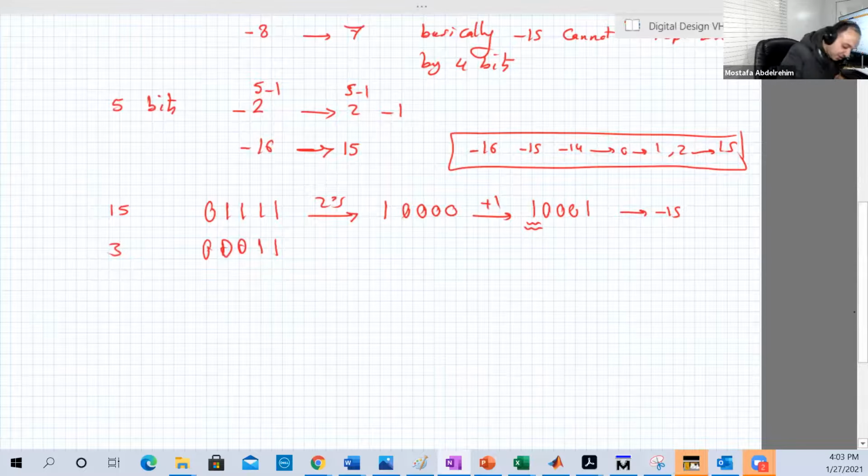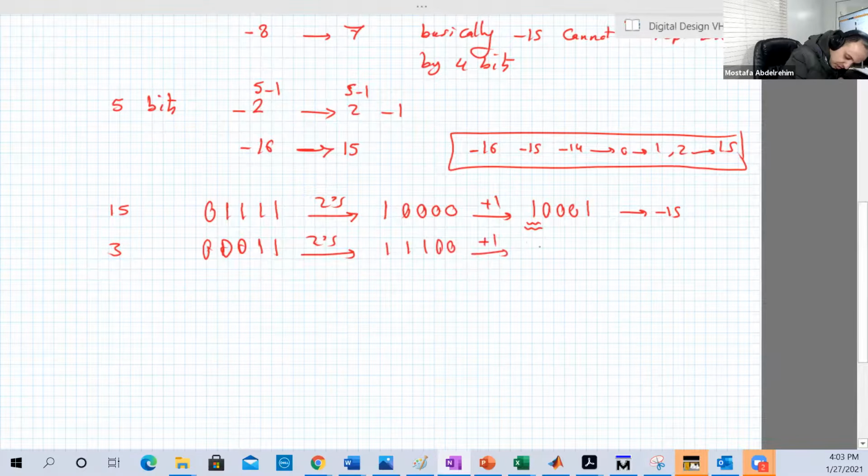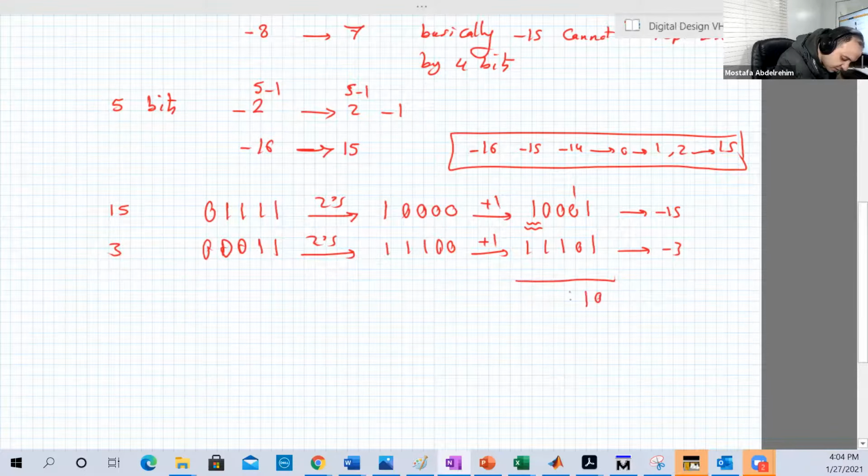Good. How about 3? Let's take the 2's complement. So this will be 1, 1, 1, 0, 0. We add 1. So 1, 1, 1, 0, 1. This is minus 3. Now let's do the addition. 1 plus 1 is 0, and we have a carry of 1. This will be 1. This will be 1. This will be 1. This will be 1 plus 1 is 0, and we have a carry of 1. So this will give us 1. Okay.